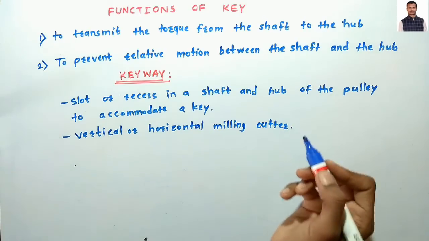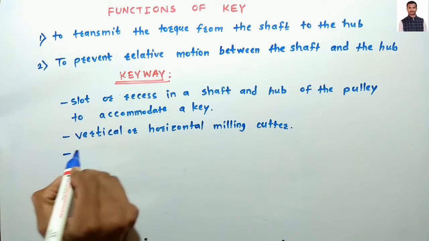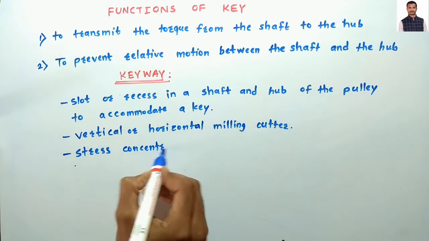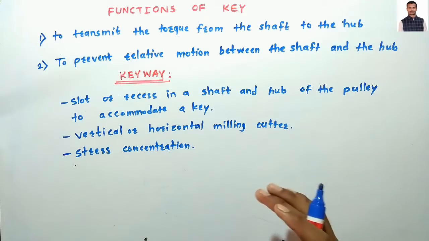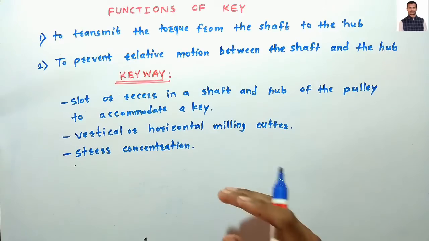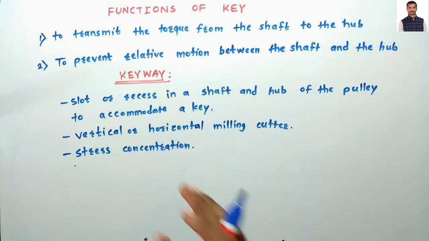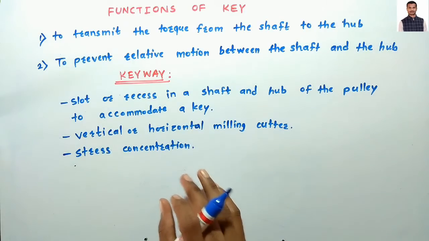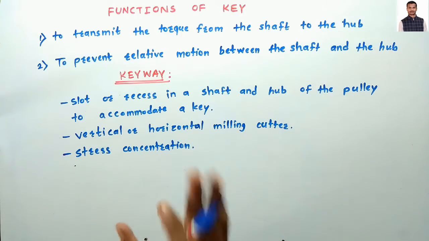Also, keyway results in stress concentration. Because of the keyway, the cross section of the shaft suddenly changes, so stress concentration occurs in the vicinity of the keyway. This is the drawback of keyway. Due to stress concentration, the part becomes weak.